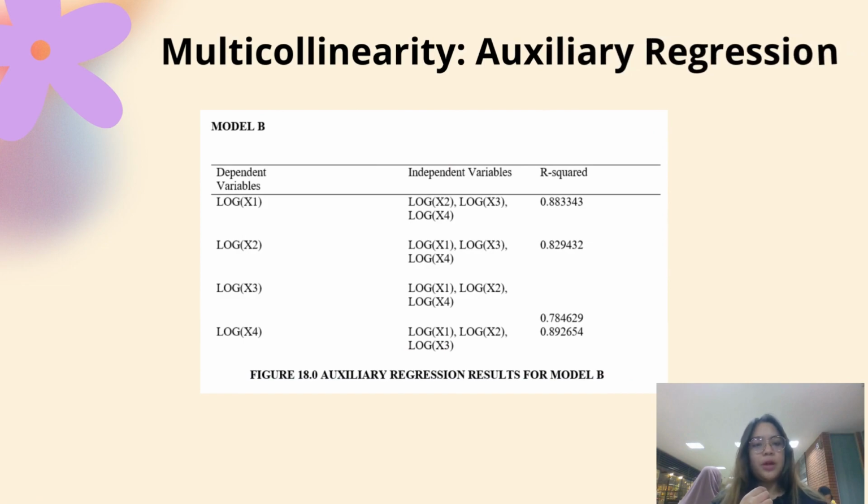However, in the case of the log model, dependent variables log x1, log x2, and log x4 show an R-squared value higher than 0.80, which means a severe case of multicollinearity. However, log x3 is just right below the 0.80 limit for a severe case of multicollinearity, which is set at 0.784629. So this is basically how we detect multicollinearity using VIF values and auxiliary regression.